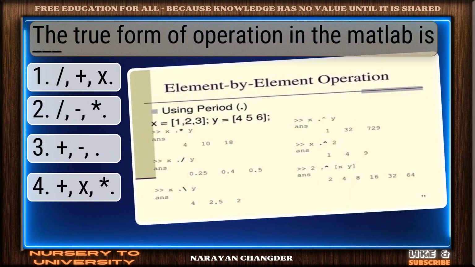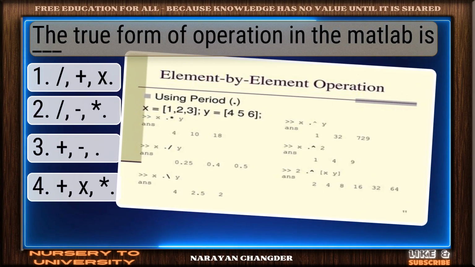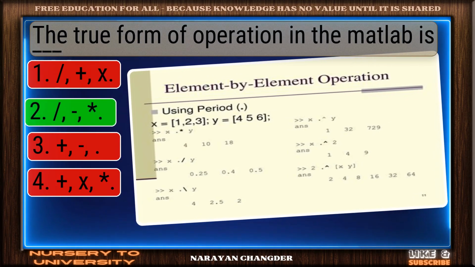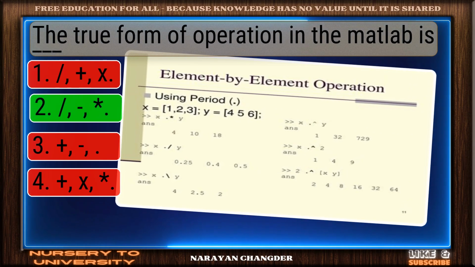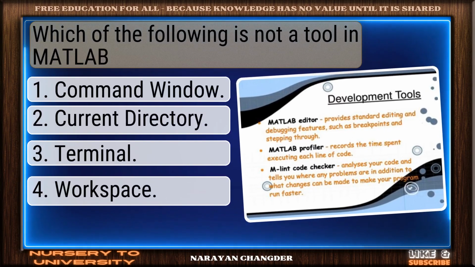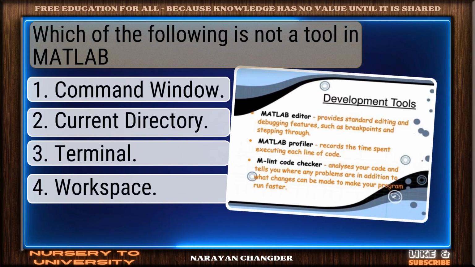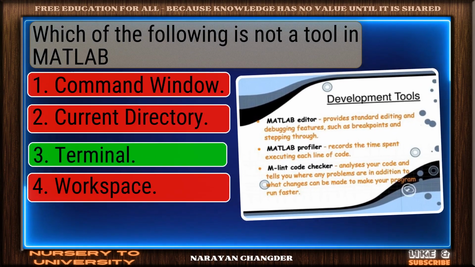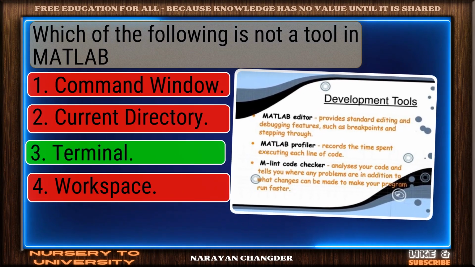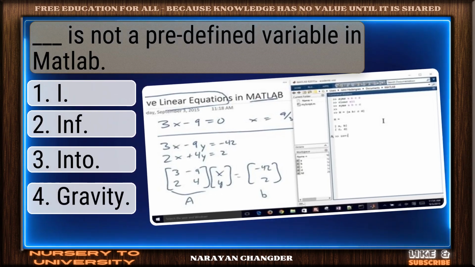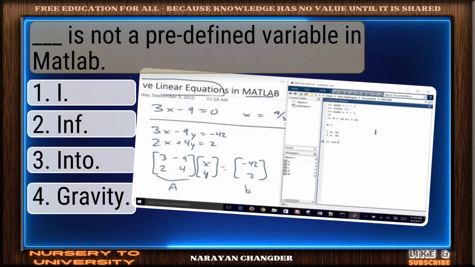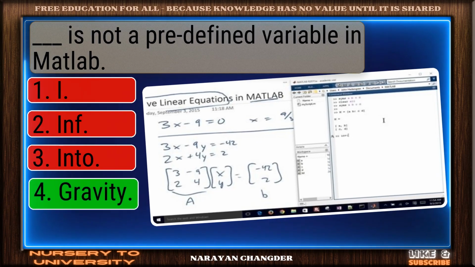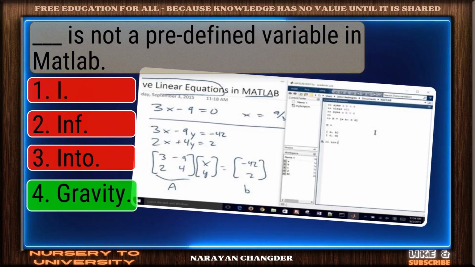Question number 49. The true form of operation in Matlab is dash. Right again. It is a valid answer. Question number 50. Which of the following is not a tool in Matlab? Bravo. Terminal is the answer. Question number 51. Dash is not a predefined variable in Matlab. You got it. Your choice gravity is right.